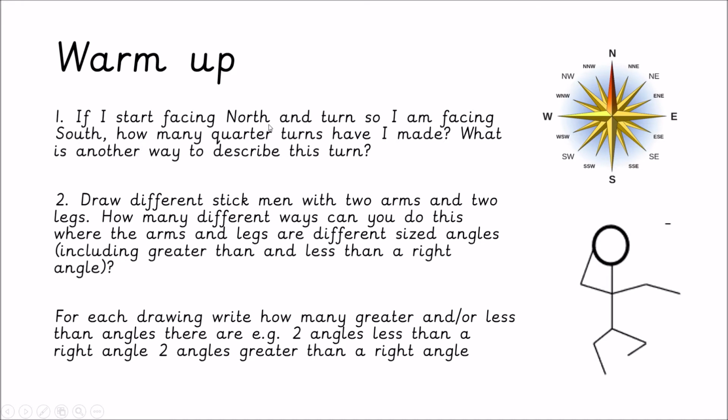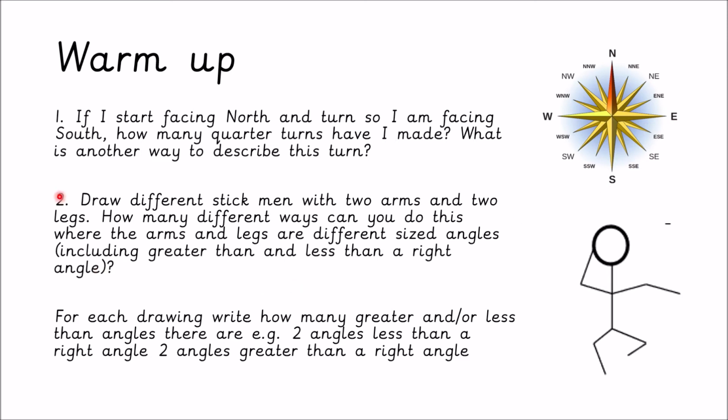So if I start facing north on my compass, which is the N up here, and I turn so that I am now facing south, which is down here. So I go from here to here and I turn around here. How many quarter turns have I made? And what is another way to describe this turn?